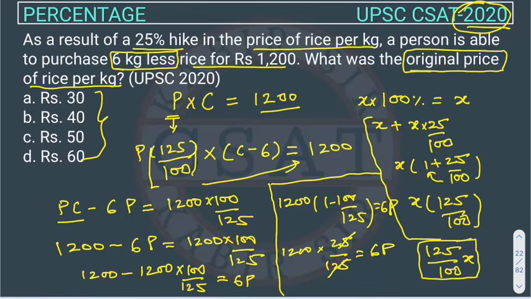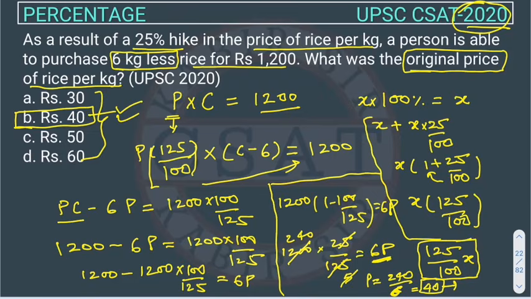So you can cancel 125, here it will be 5, you can cancel 1200 by 5, then it will be 240, right? So the P value will be 240 upon 5, right? Sorry, 240 upon 6, because it's 6P, so 6 will come. So we will divide 240 by 6, and it will come 40. So what is this 40? P was the original price. So 40 is the original price. What he is asking? He is asking only the original price. So the original price is 40. So this is our answer.